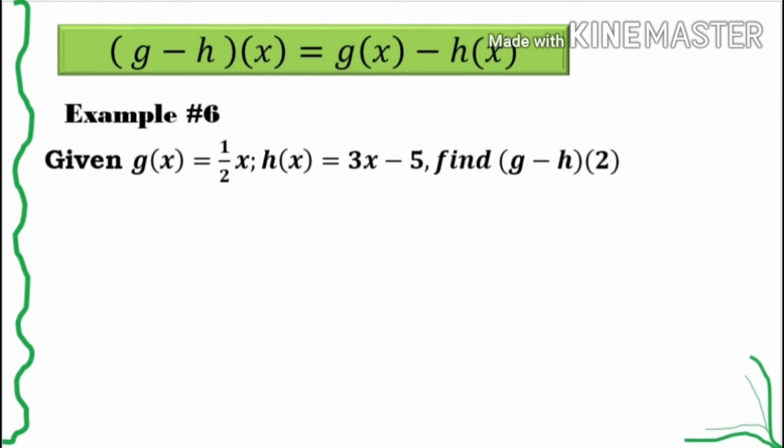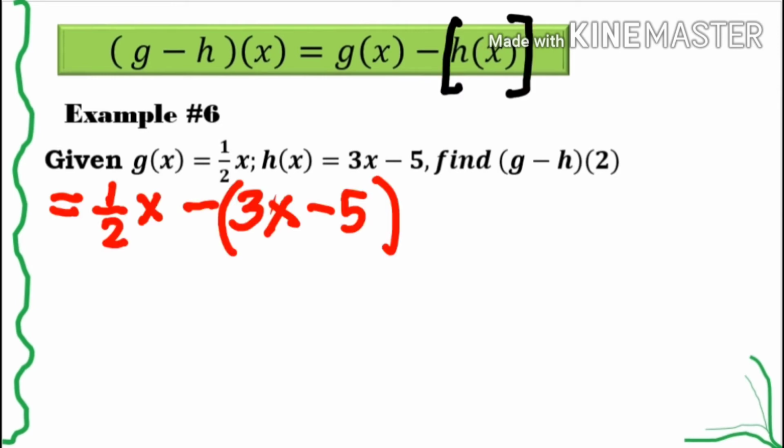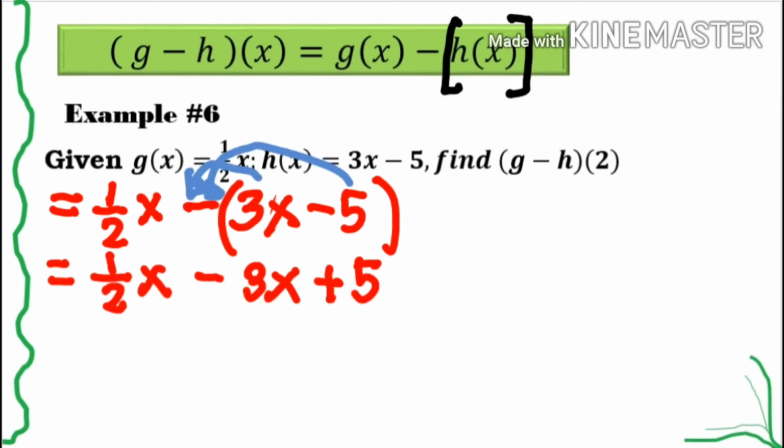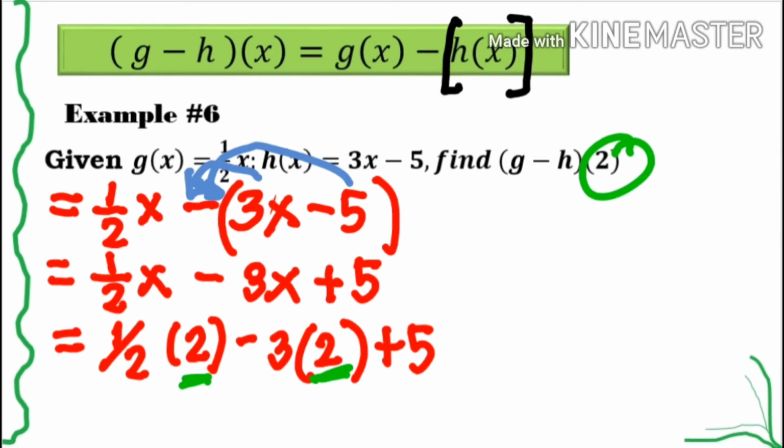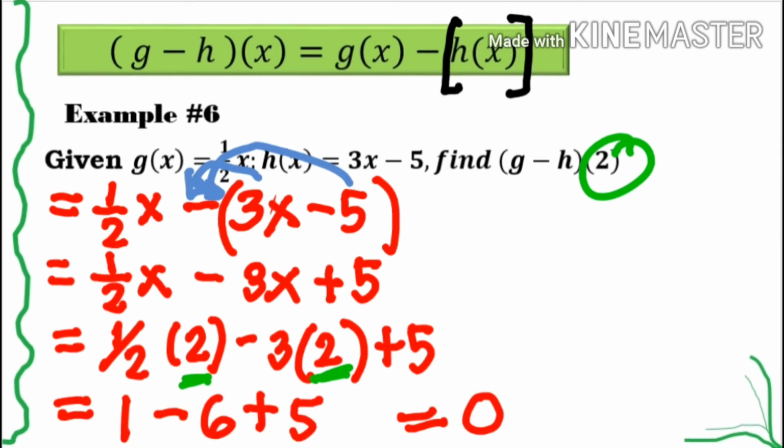Example number 6, given g of x equals 1/2 x, h of x equals 3x minus 5, find g minus h of 2. Substitute the given to the formula. So we have 1/2 x, negative times positive 3x is negative 3x, negative 5 times negative is positive 5. Then substitute the value of x, which is 2. So 1/2 times 2 is 1. 3 times 2 is 6, which is negative, plus 5 is equal to 0.